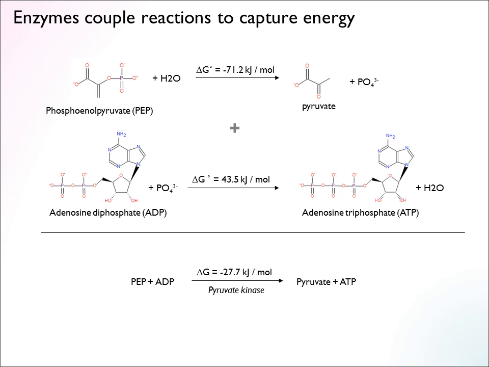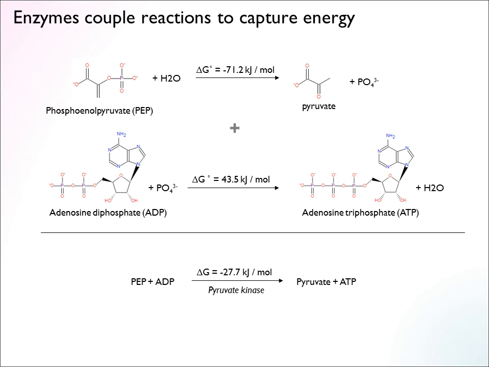So here's an example. This is one of the steps in lower glycolysis, converting phosphoenol pyruvate to pyruvate. And this is a highly favorable reaction. It has a large delta G of 70-something kilojoules per mole. So this is strongly favorable. If this reaction happens on its own, it's exothermic. It releases a lot of heat. And so this large energy difference is exploited by cells to create ATP.